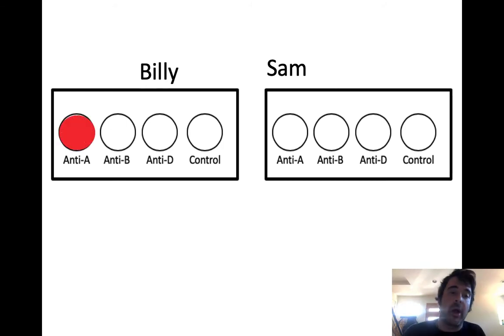You put a drop of blood into the anti-A well, and there's no agglutination. What that means is this anti-A antibody doesn't have anything to bind to, and the only thing the anti-A antibody binds to is the A antigen. So what you've just done with this negative agglutination reaction is rule out that Billy can have A antigens on the surface of his red blood cell. So definitely no A antigens.